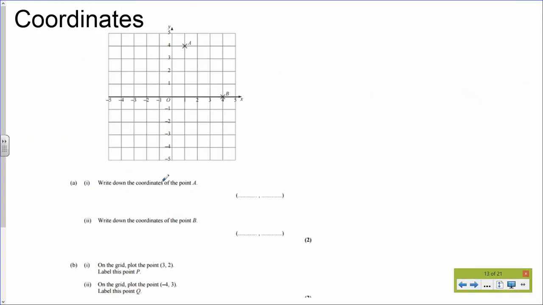Coordinates here, write down the coordinates of point P. Well, that's 1, 4. Write down the coordinates of the point B. That is 4, 0. On the grid, plot the point 3, 2 and label this point P. 3, 2, there we go.